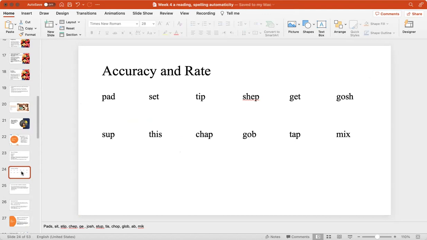So I'm going to read these words, and if I make a mistake, somebody has to raise their hand and tell me what kind of mistake I made. Are you guys ready? For my first word, the word is pads. Okay, Megan, what did I do?